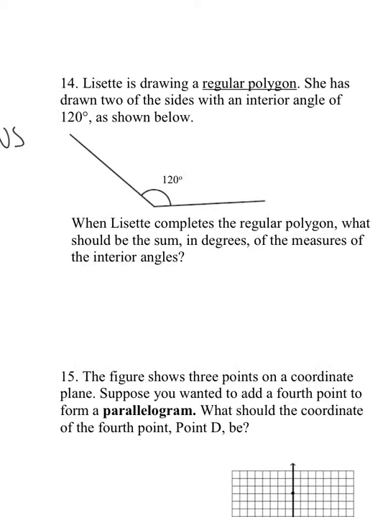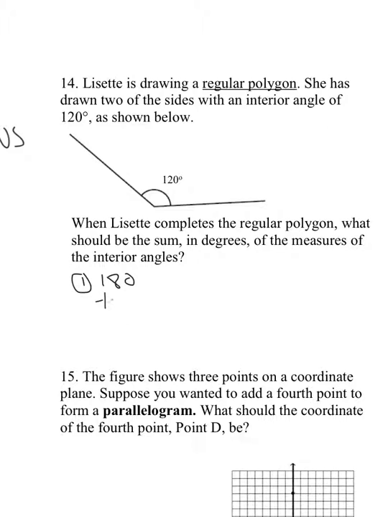All right, number 14, Lizette is drawing a regular polygon. She has drawn 2 of the sides with an interior angle of 120 degrees as shown below. When Lizette completes the regular polygon, what should be the sum in degrees of the measure of interior angles? So this is a lot like number 7, except it doesn't just ask how many sides, it asks what the sum is. So once you find the number n, then you got to plug that into n minus 2 times 180. So let's go. This is 2 steps.